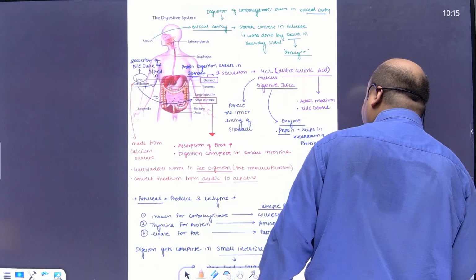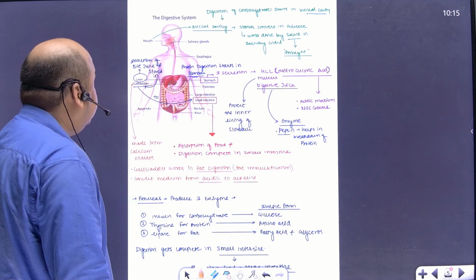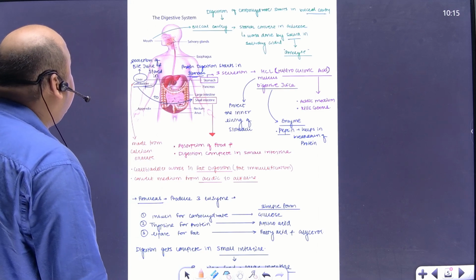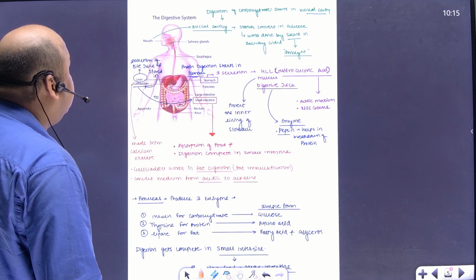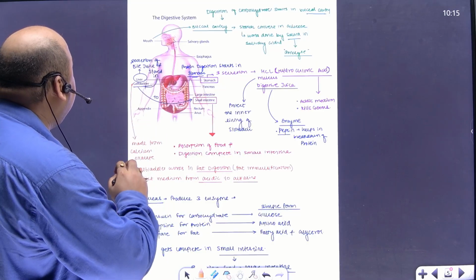Let's come to the next slide. Now we will talk about the digestive system. Digestion of carbohydrate takes place in the buccal cavity.